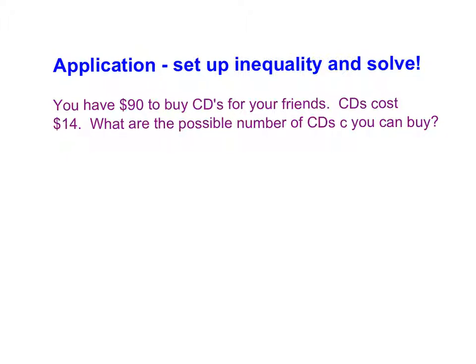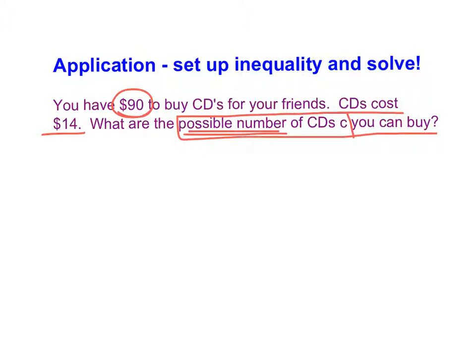So here it says we have $90 to buy CDs for your friends. And CDs cost $14 each. What are the possible numbers of CDs that you can buy? And the part that tells us this is an inequality is that possible numbers piece. What are the possible numbers of CDs you could buy? That's saying you could have one number that you could buy, but you could have multiple different options for how many CDs you could buy in that store.